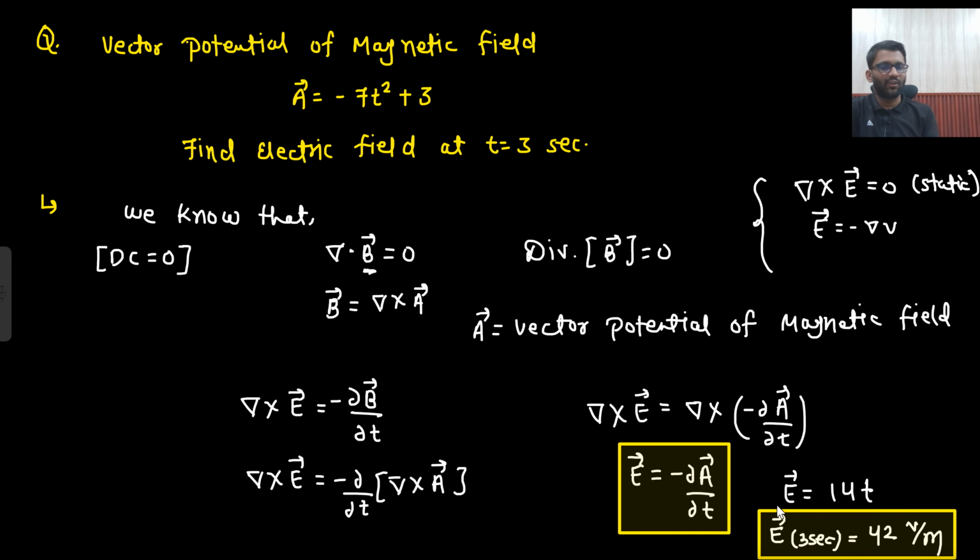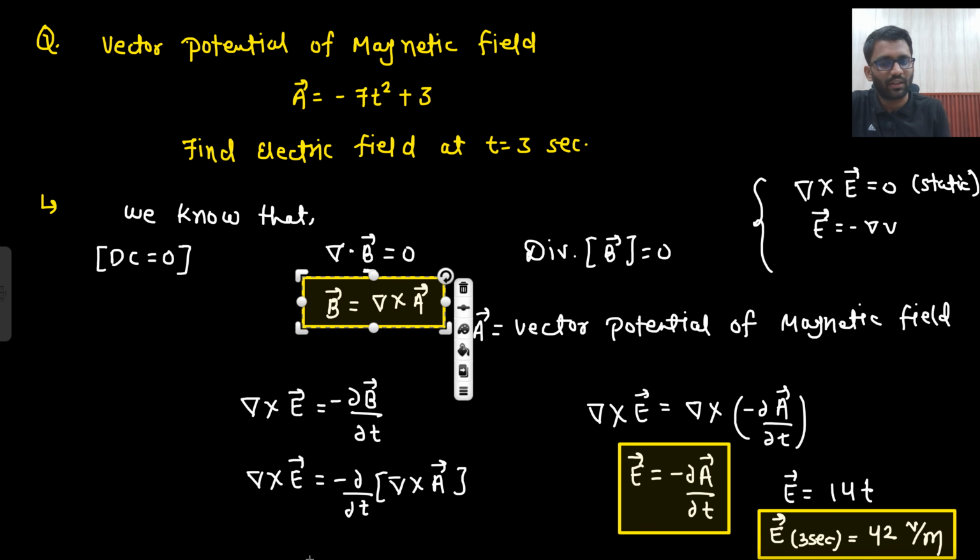So what do we know? Del dot B is equal to 0. So from there B will be the curl of some vector, that is known as the vector potential of the magnetic field. I should have taught this earlier, but I am teaching it in this problem. You should remember this: del dot B is equal to 0, then B is equal to del cross A.